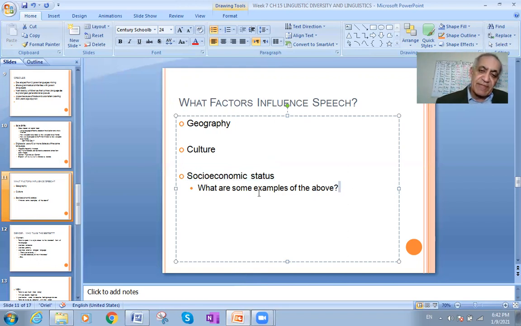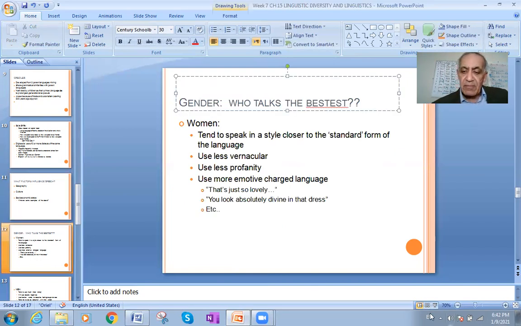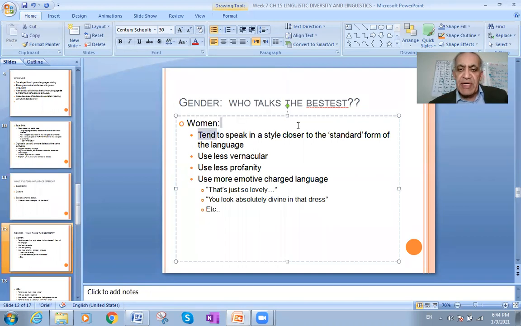Can you give examples of the above, please? Let's go for gender. Gender means women and men. Women tend to speak in a style closer to the standard form of the language. If you ask who will be a good talker, she will talk as supposed to, use less vernacular, use less profanity, and use more emotive, charged language. For example, they say, this is so lovely, you look absolutely nice in this dress. So women's talk is always with a passion.